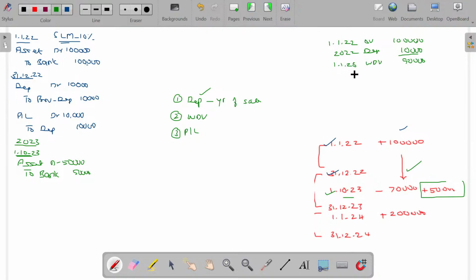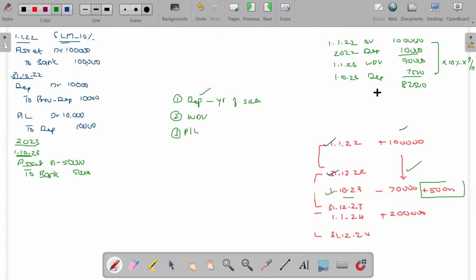In this 2023 year, on 1/10/23, the asset sold. So we have to find out the depreciation up to the date of sale. On this 1 lakh, at the rate 10% for 9 months, from 1/1/23 to the date of sale 1/10/23. 9 months is there, so we have to calculate the depreciation for the 9 months. So for the 9 months, the value being 7,500.